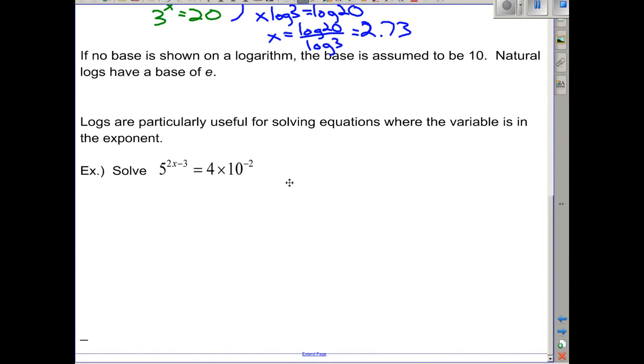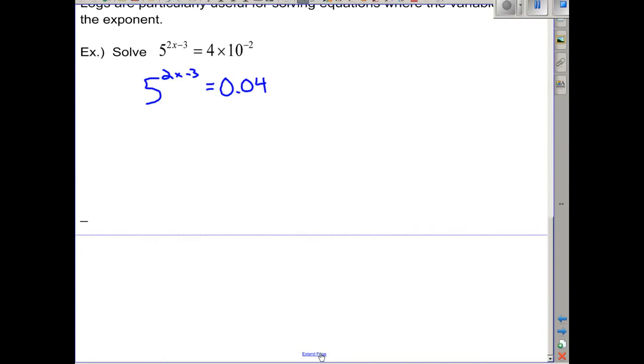negative 2. I think this actually does come from one of the old IB questions. My first inclination here would be to rewrite the scientific notation part as a decimal, though you can certainly deal with it in scientific notation. Alright, then we realize our variable is in the exponent. I'm going to need to take the log of both sides so that I can eventually bring that down.